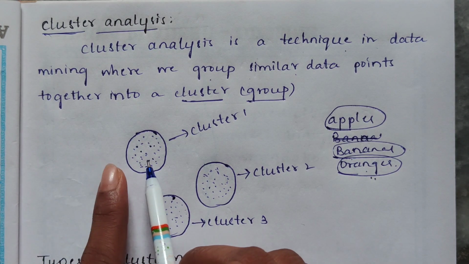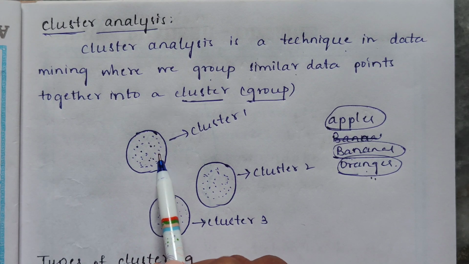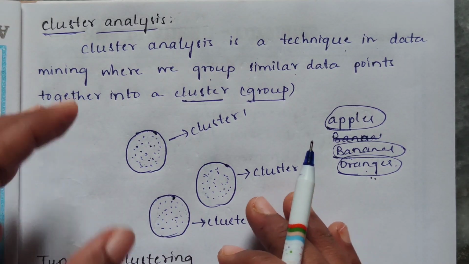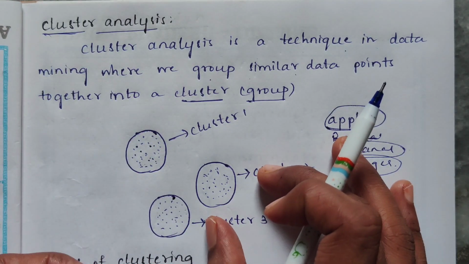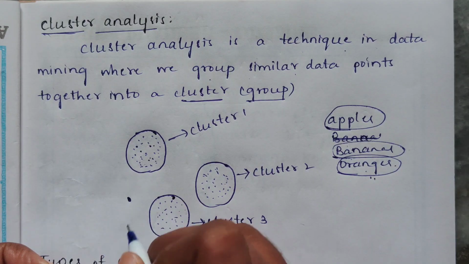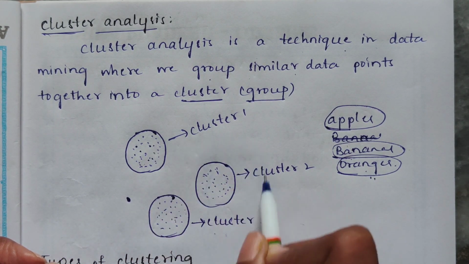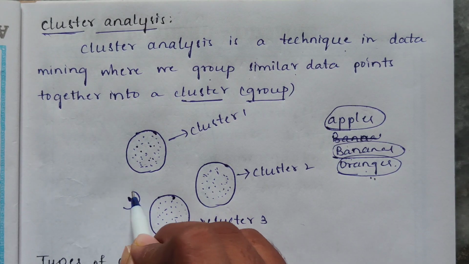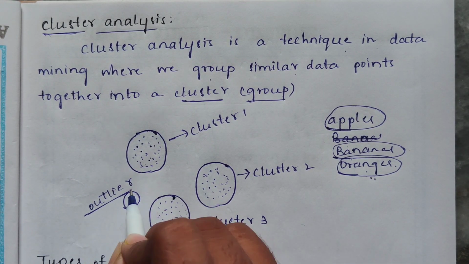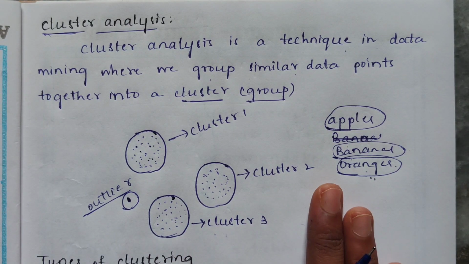But the data points present in cluster 1 are not similar to the data points present in cluster 2. Understand? Which means cluster 1 is completely different from cluster 2. Let us think that we have a different point outside. This point will not fit into any of the clusters present here, so that point is called an outlier. Understand? Here an outlier is nothing but an error. And that is about cluster analysis.